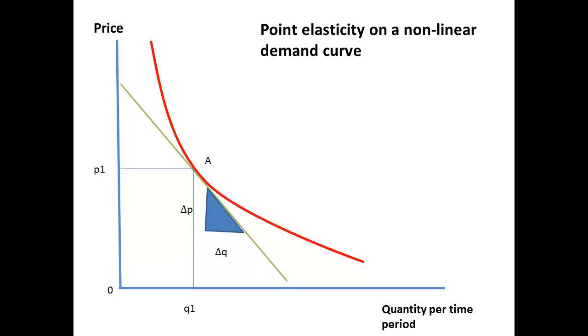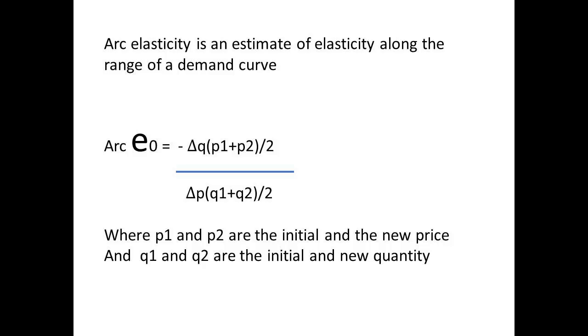For most curves, such as the one shown here, we have to calculate the arc elasticity along the range. The formula for the calculation is shown here. In this formula, P1 and Q1 are the initial price and quantity demanded. P2 and Q2 are the new price and quantity demanded. Again, delta Q divided by delta P is the reciprocal of the slope.